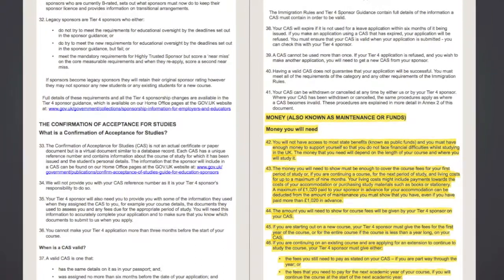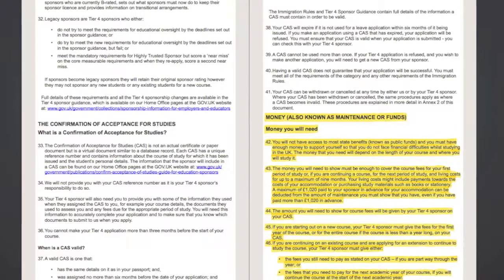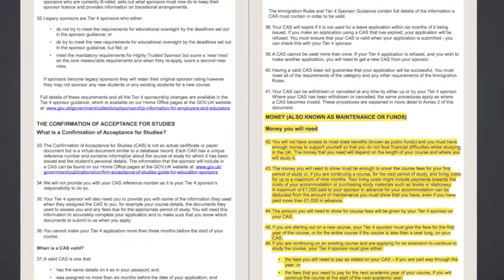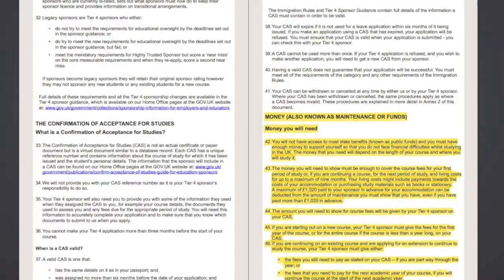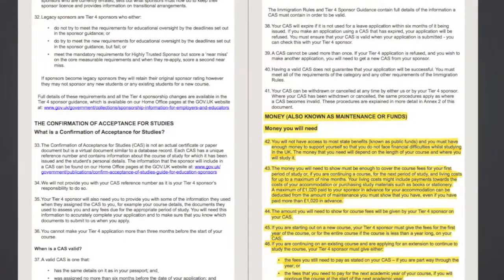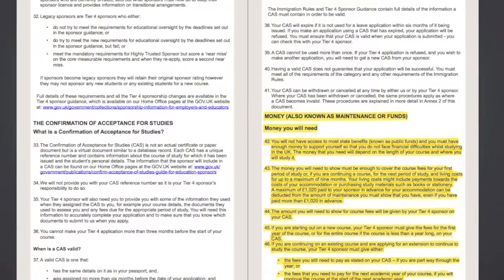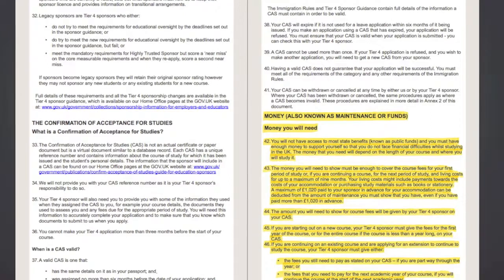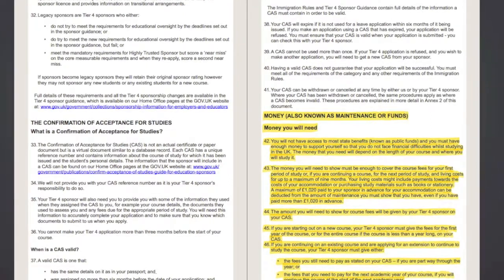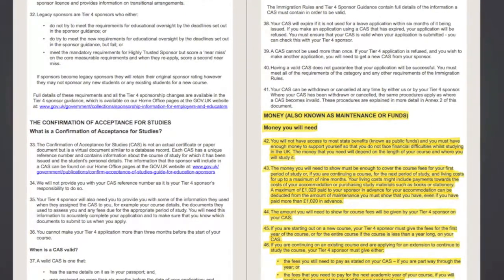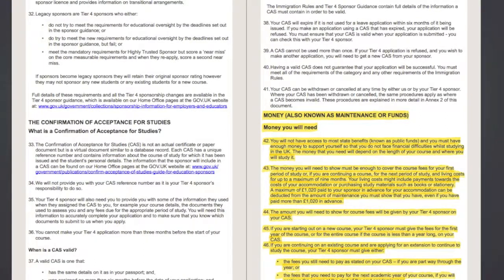Although students are allowed to undertake some work whilst in the UK, you can't take that into consideration when calculating the money available to you. Monies which have already been paid to the sponsor for course fees, however, are taken into consideration if the relevant evidence is provided.